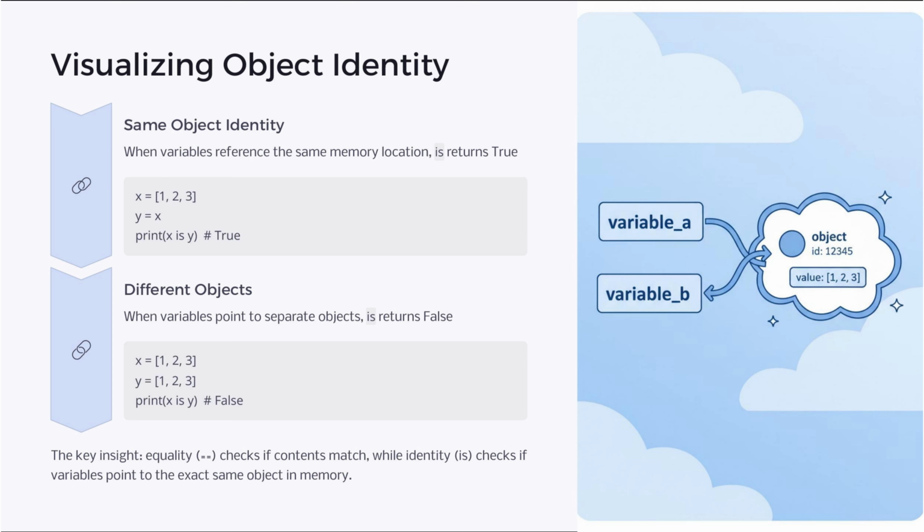Conversely, x = [1, 2, 3] and y = [1, 2, 3] results in x is y returning false, as they are distinct objects. Remember, == checks content equality, while is checks memory identity.